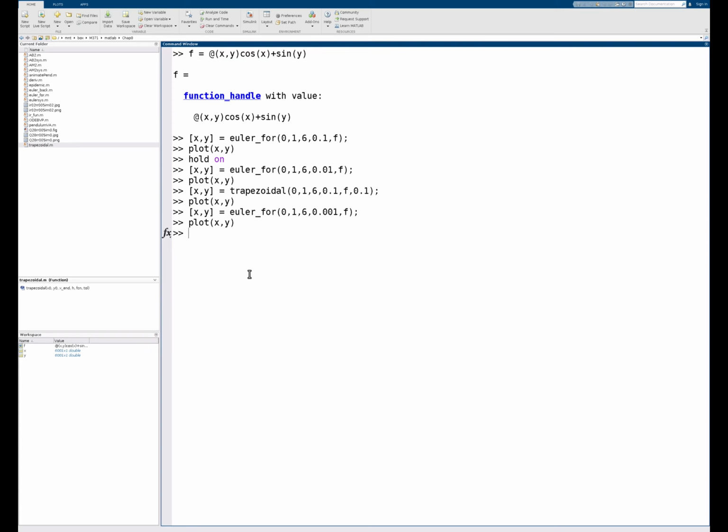Let me do the same thing. Let's try it with the trapezoidal method. I'm having way too much fun doing this, I know. But let me just try the trapezoidal method one more time, and I'll set both h and the tolerance down to a finer level. And let's see.